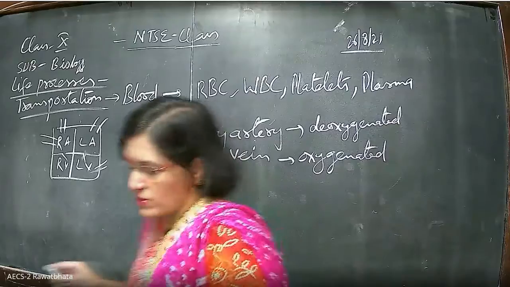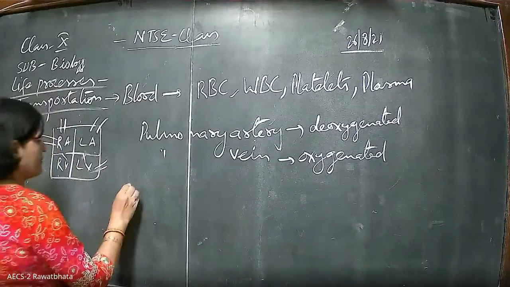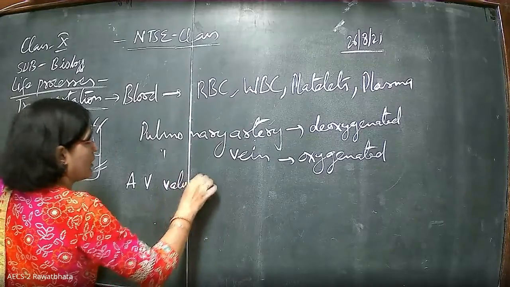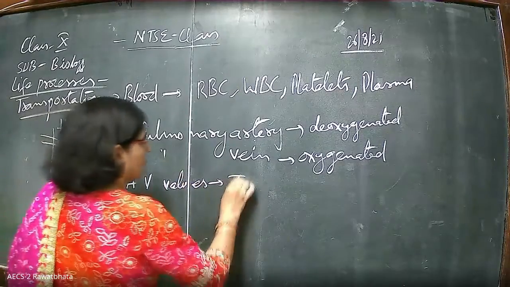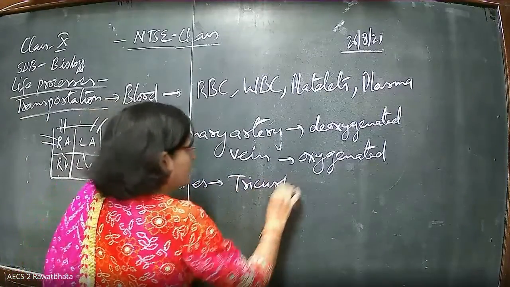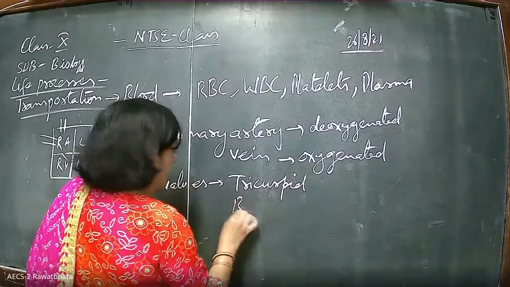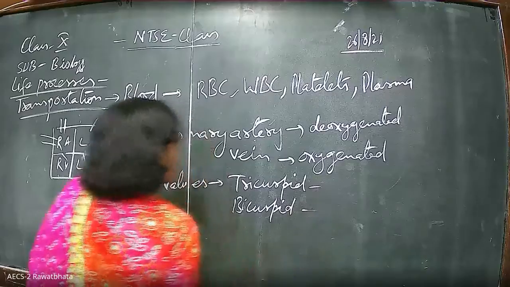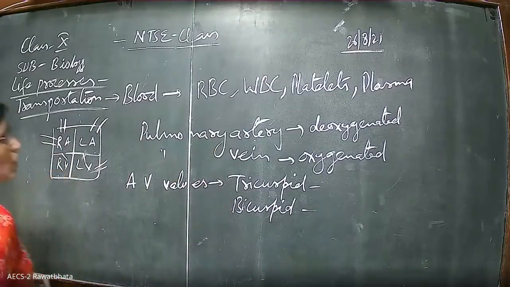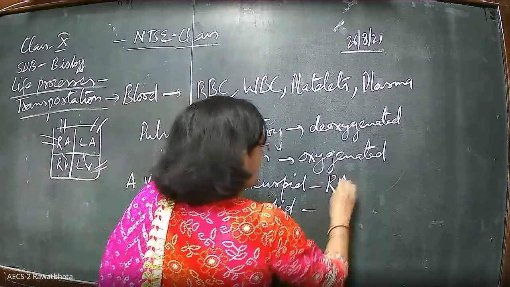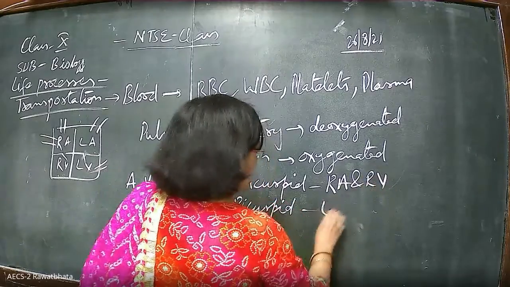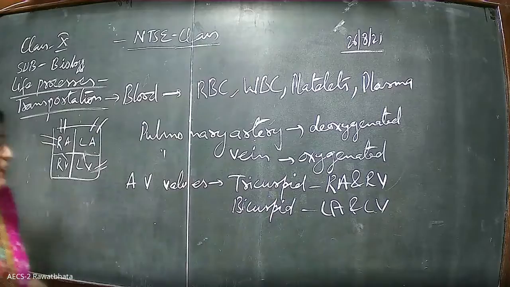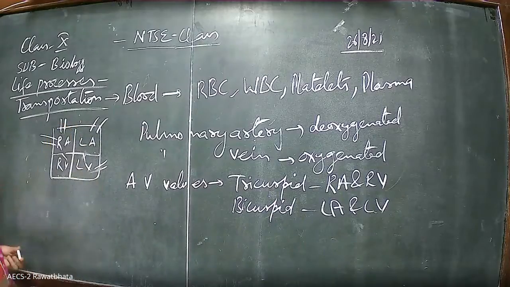The AV valves, there are two AV valves. We have atrioventricular valves, tricuspid and bicuspid. These valves are there. Now this tricuspid is present between the right auricle and right ventricle, and the bicuspid is present between the left auricle and left ventricle. And of course in these tubes we have semilunar valves.